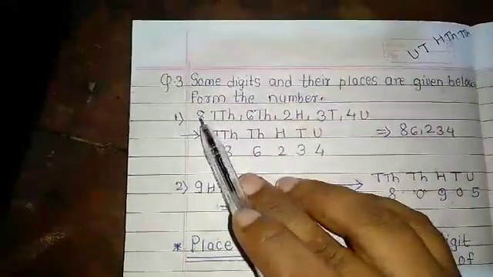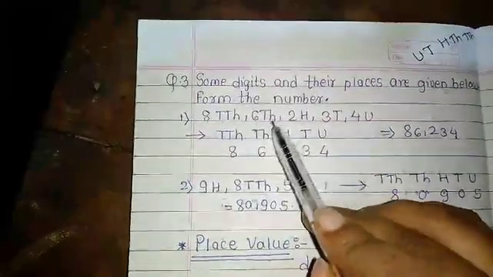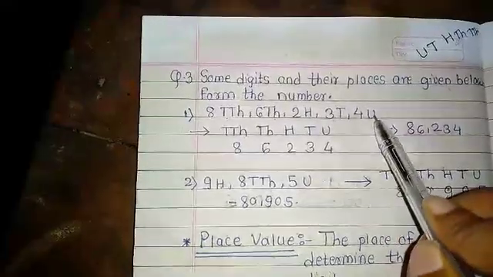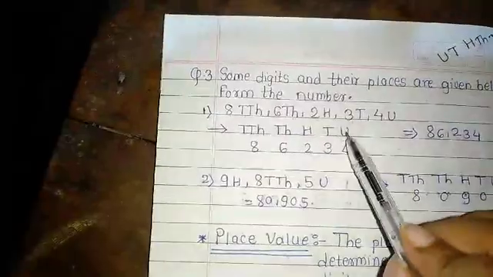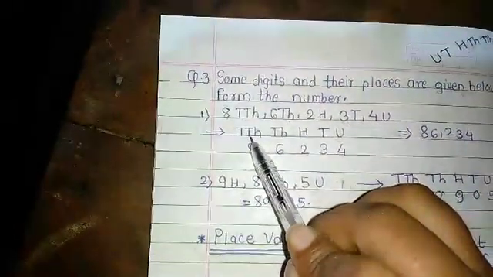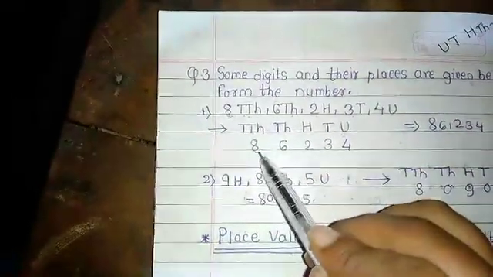Look at the first example. It is 8 at 10,000 place, 6 at 1000 place, 2 at 100 place, 3 at 10 place, and 4 at unit place. We know how to arrange the places: unit place, 10 place, 100 place, 1000 place, 10,000 place. Look at the example. At 10,000 place, which number is there? 8. So I am putting 8.